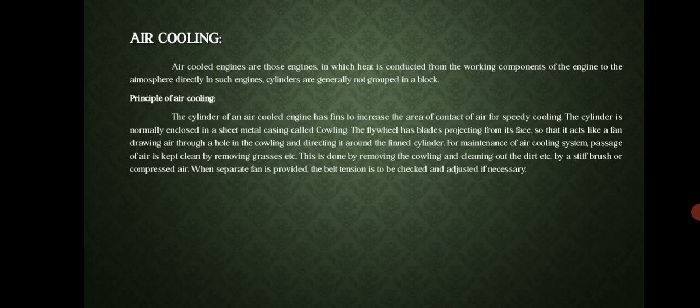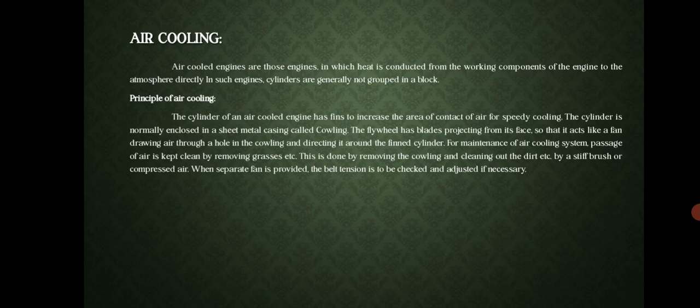Principle of air cooling. The cylinder of an air-cooled engine has fins to increase the area of contact of air for speedy cooling. The cylinder is normally enclosed in a sheet metal casing called cowling. The flywheel has blades projecting from its surface so that it acts like a fan, drawing air through the hole in the cowling and directing it around the finned cylinder.